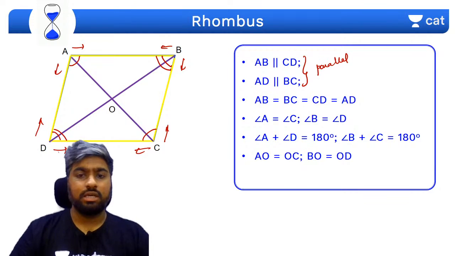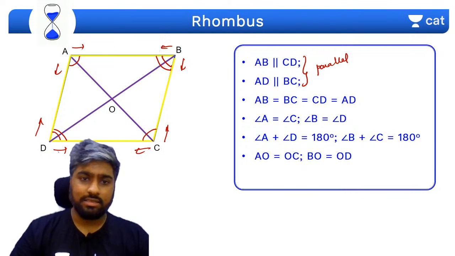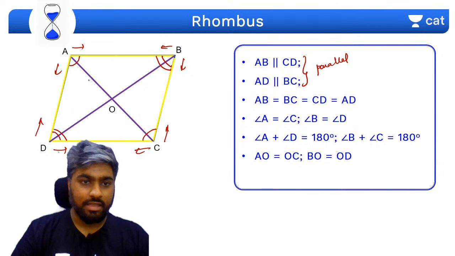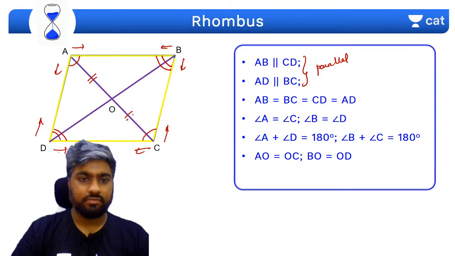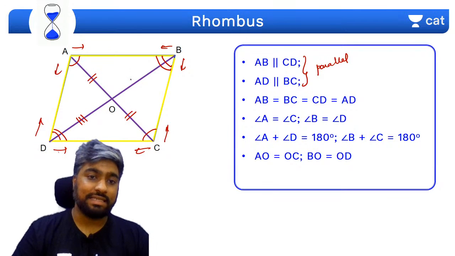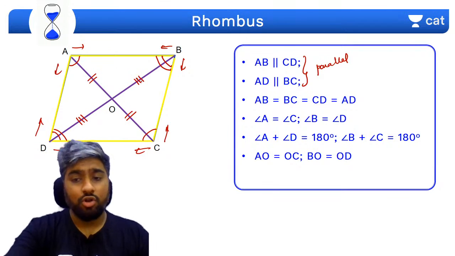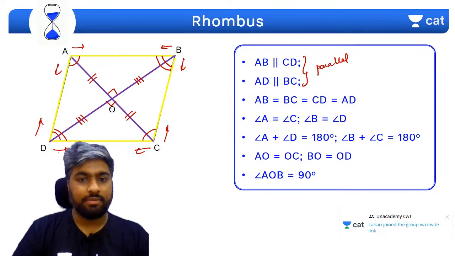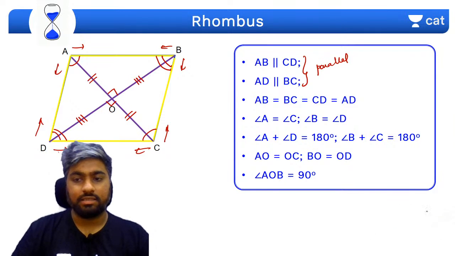Now here what happens? Here AC, BD are the diagonals. They are not equal, but what happens here? They again bisect each other, and not just normally, but they bisect perpendicularly. That means these angles are 90 degrees.